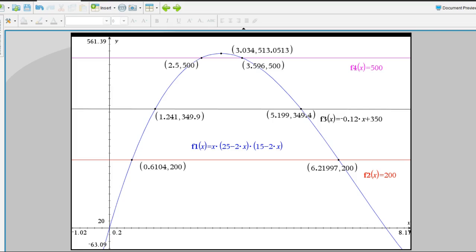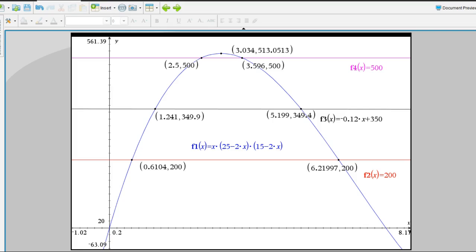The software, for some reason, seems to have found 349.9 instead of 350. I probably should have checked that ahead of time, but this is going to be close enough for our purposes here, since I'm just trying to show you how this works. But that line should be at 350.